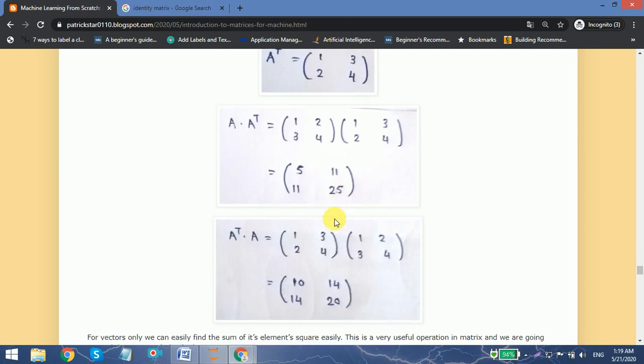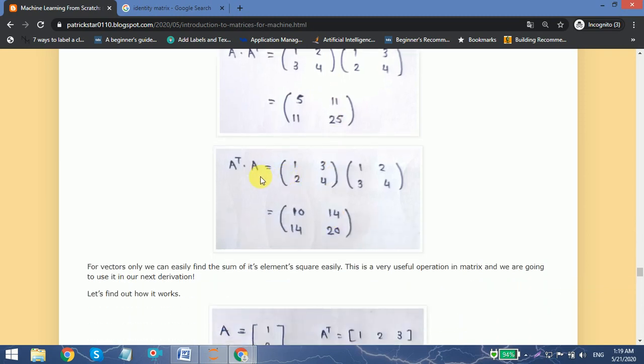Okay, so now moving forward to calculate the A transpose into A matrix. It's pretty much the same operation: 1 square plus 3 square equals 10, and 2 square equals 4 plus 4 square equals 16, so it is going to be 20. And 1 into 2 equals 2, and 4 into 3 equals 12, so adding them gives us 14.